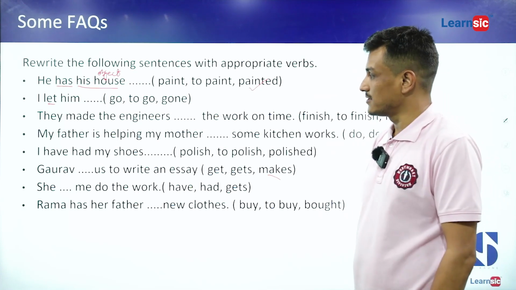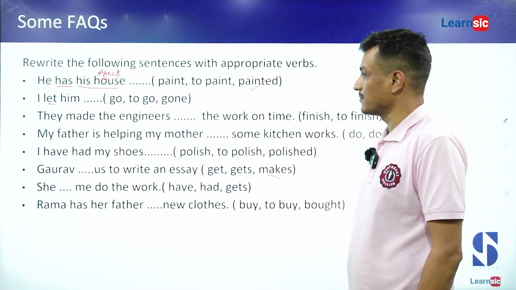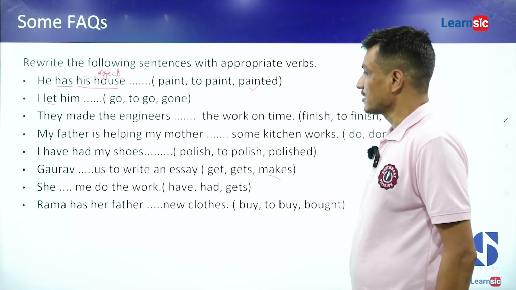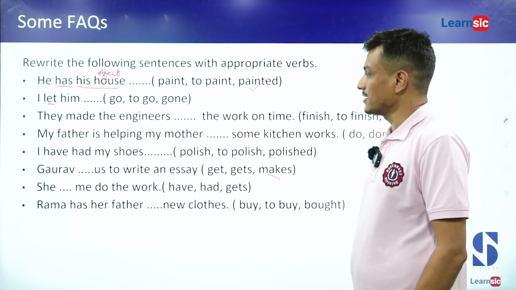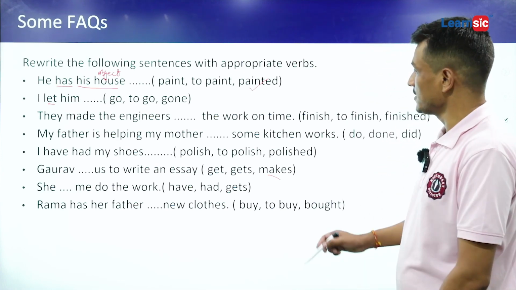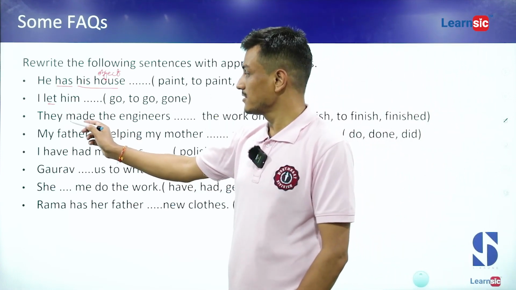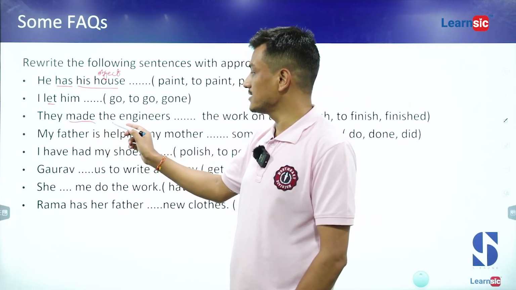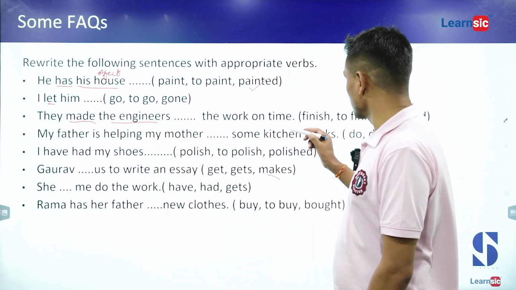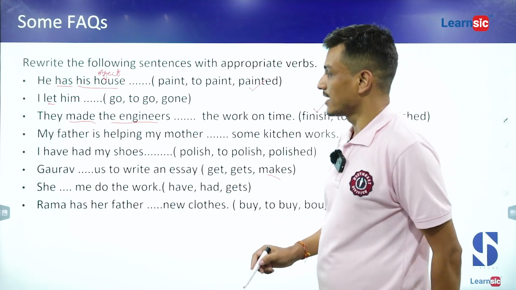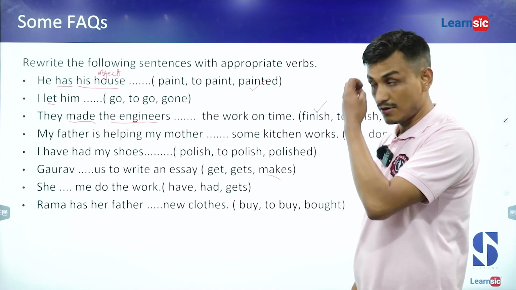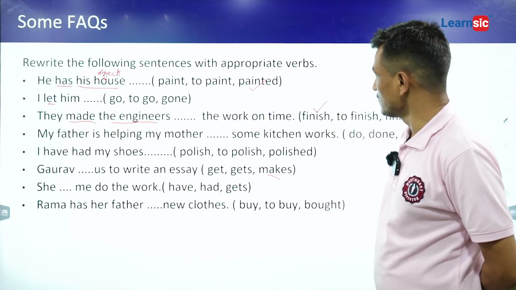Number three. They made the engineers the work on time. They made the engineers to finish, or finished, or finish? Yes. You see, made is one of the auxiliary verbs. And engineers is the doer of the action, I mean to say the agent. Make agent, then you should go for verb 1. So the right answer is, they made the engineers do the work on time.